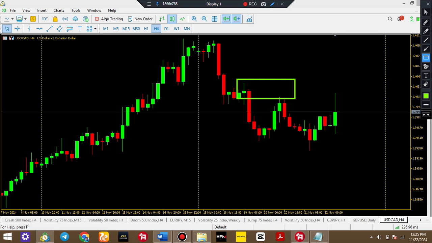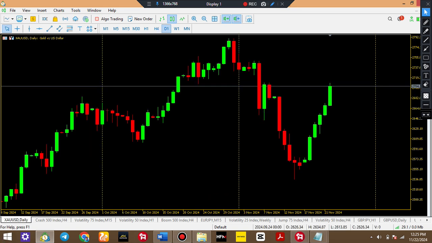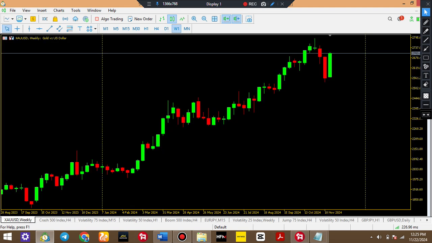So this is on USD CAD. Now let me use one other currency pair before I use any of the synthetic indices as an example. Let's use gold, which is also part of the major pairs people like trading. Let's do the same thing we did on the USD CAD.